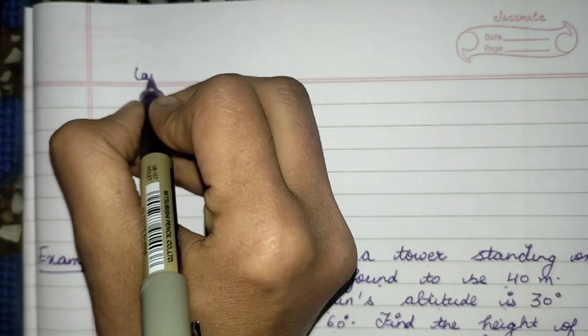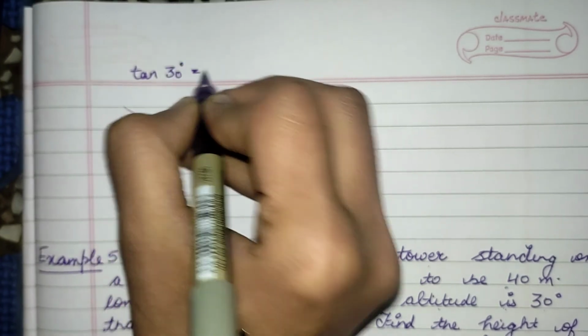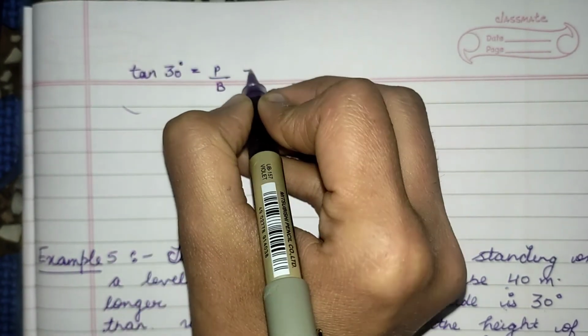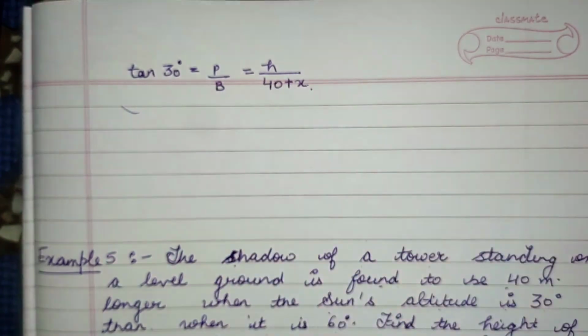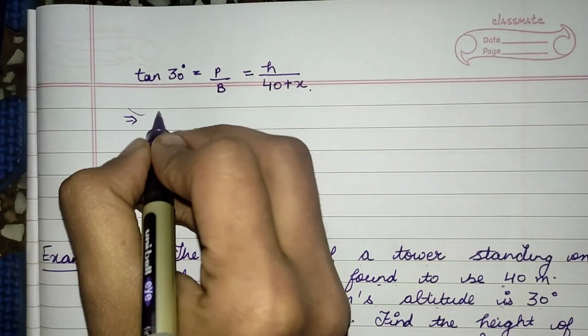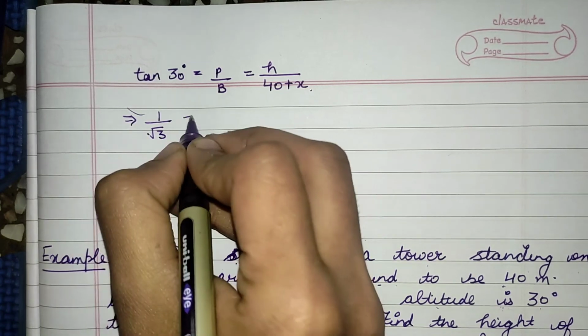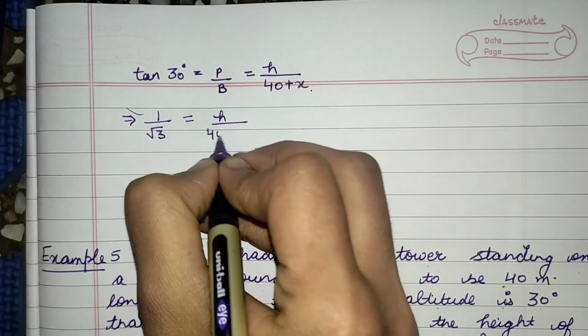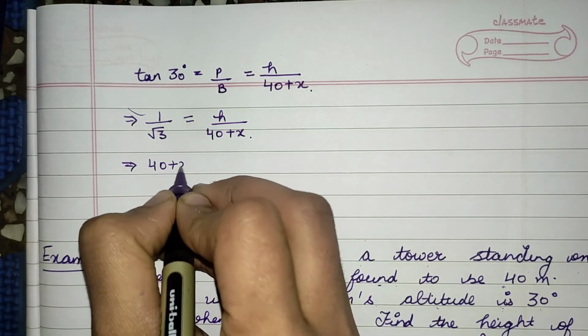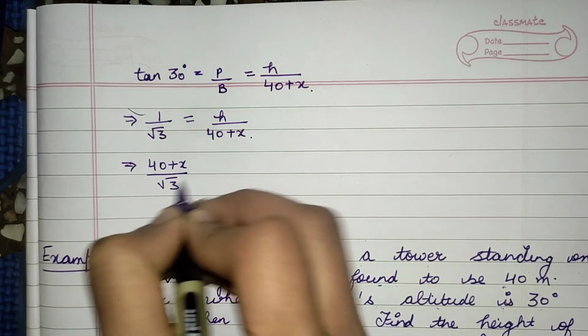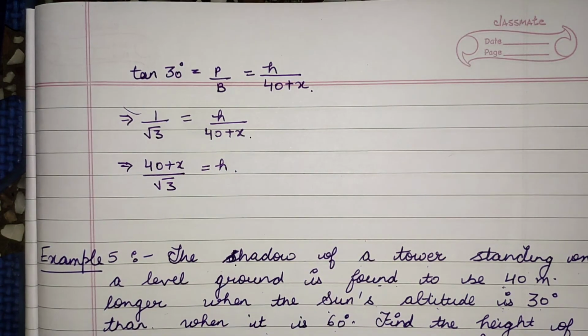Okay. Tan 30 is my perpendicular by base, which is equal to h upon 40 plus x, which is my base. So tan 30 is what? Tan 30 is 1 by root 3. This is equal to h upon 40 plus x. So this implies (40 plus x) by root 3 is equal to h.